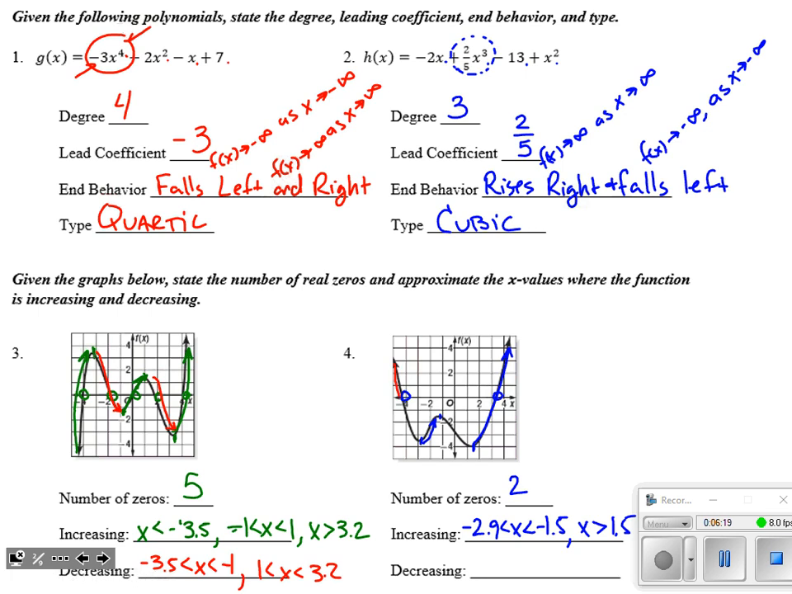And then it's decreasing, car going downhill here and here on the graph. That's when x is less than that negative 2.9, or when x is between that negative 1.5 and that, what do we say that was, positive 1.5?